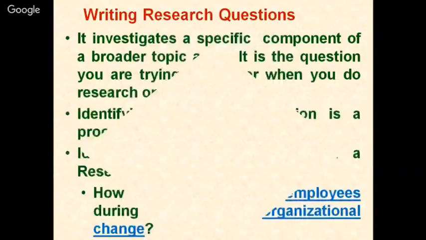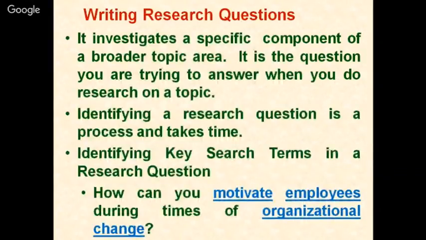Now, writing research questions. It investigates a specific component of a broader topic area. It is a question you are trying to answer when you do research on a topic. So identifying a research question is a process and takes time. You first of all identify key terms in a research question. For example, how can you motivate employees during times of organizational change? So you have identified two terms. One is motivate employees. Second is organizational change.